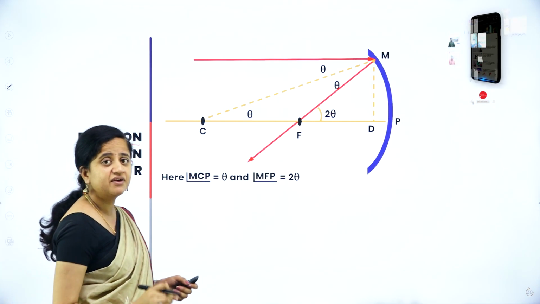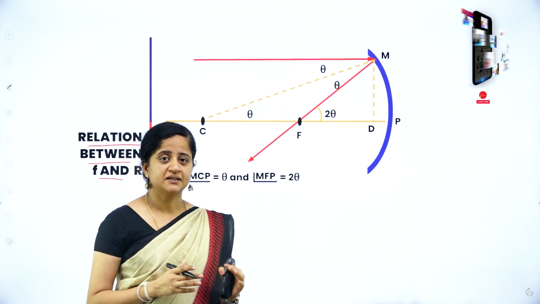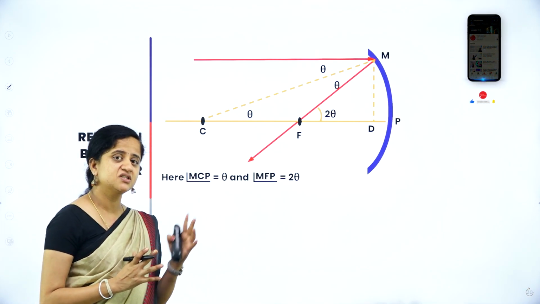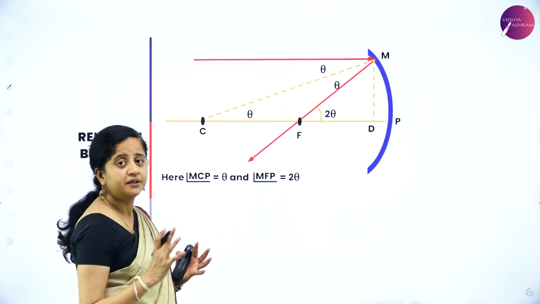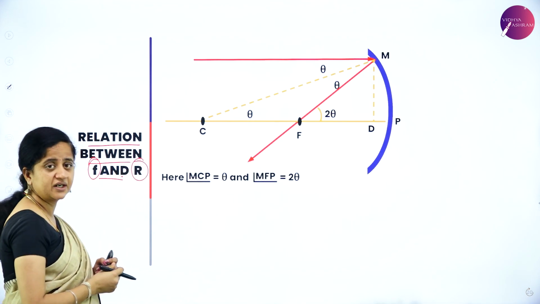So in this session, let us study what is the relation between f and R. In the last session, we studied the basic terminologies related to mirrors, that is, what is focal length, what is radius of curvature, what is center of curvature, what is pole, etc. Now we are going to derive a relation between the focal length and the radius of curvature.